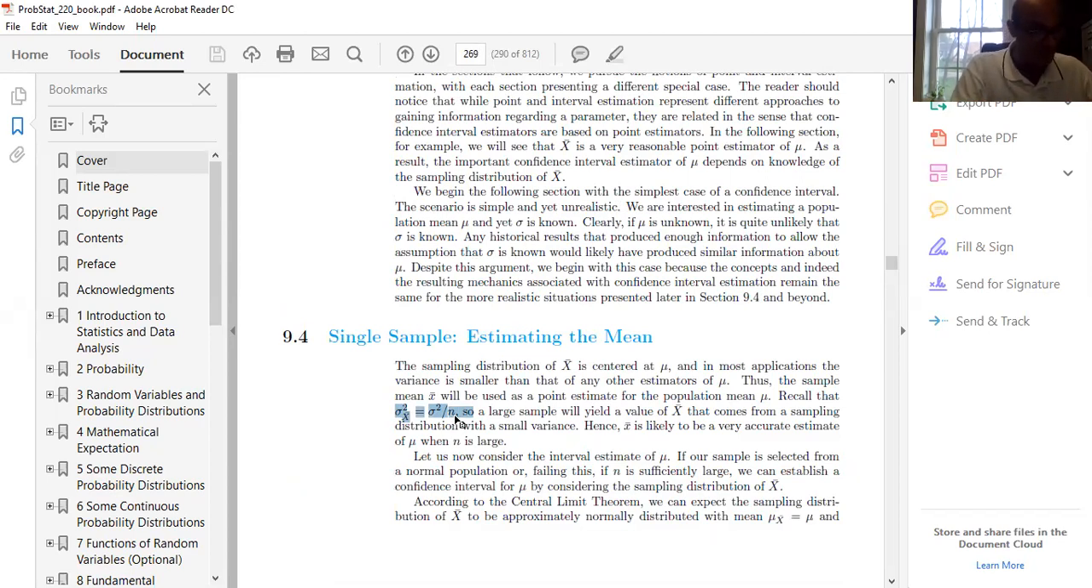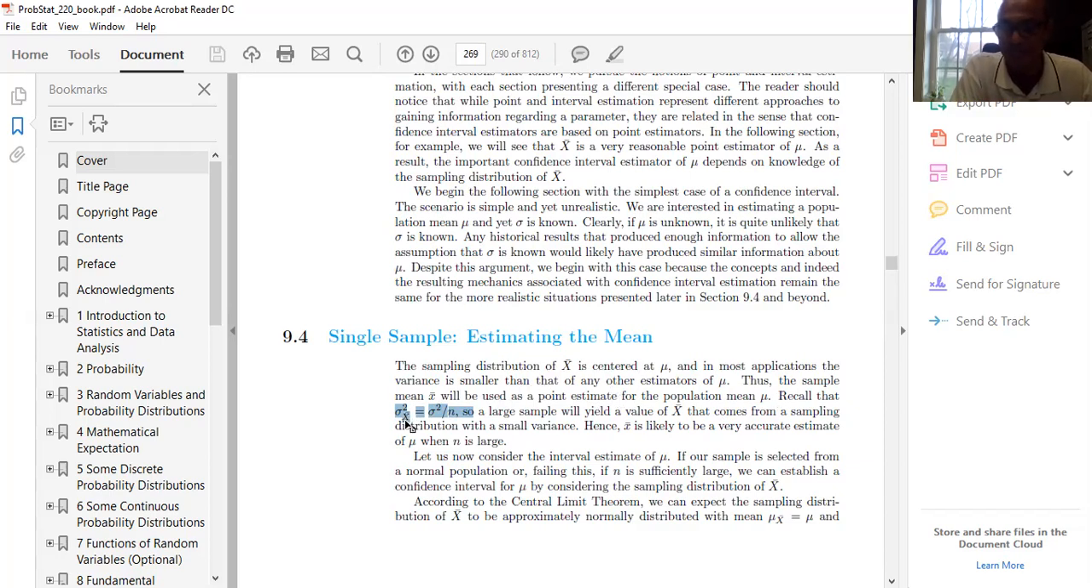And that's what we are going to use over here. So please keep this in mind, and let me start with this one. The sampling distribution of x bar is centered at mu. And in most applications, the variance is smaller than that of any other estimator of mu. Thus, the sample mean x bar will be used as a point estimator, or point estimate, for the population mean mu. Keep in mind, the sample mean x bar will be used as a point estimate statistic for the population mean mu.